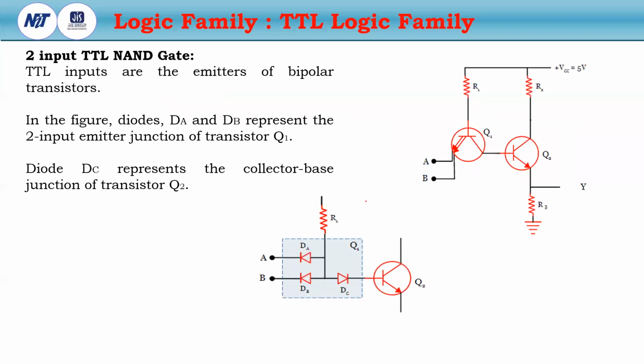Now come to some examples of the TTL NAND gate. The TTL inputs are the emitters of the bipolar transistors, as already told in the previous slide. The DA and DB represent the two input emitter junctions, and the DC represents the collector base junction of the Q2, as well as the collector base junction of the Q1 also.